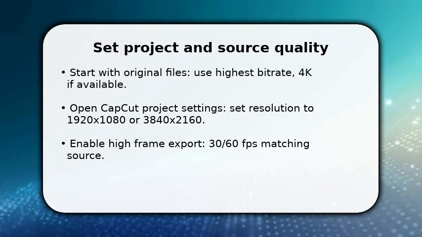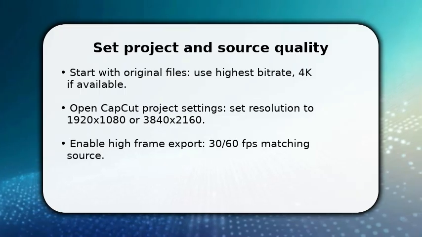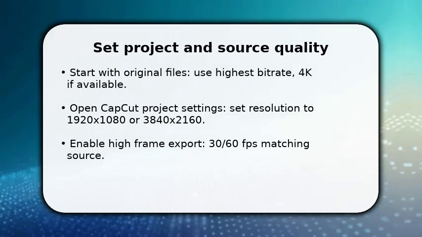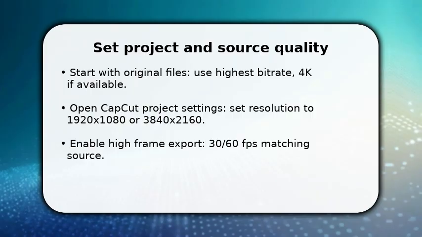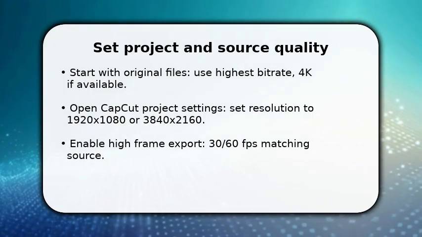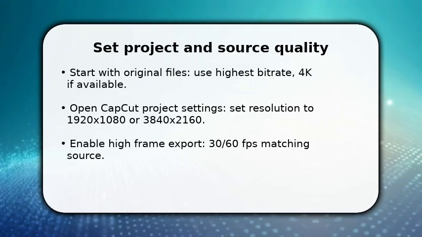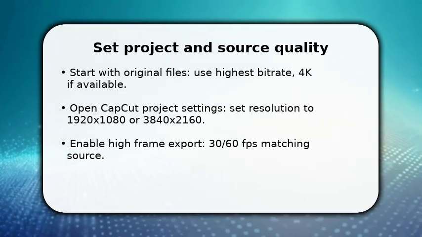You start by confirming your footage quality and Capcut project settings. Import the native high bitrate files because upscaling compressed clips only compounds artifacts. Once imported, go straight to project settings and choose Full HD or 4K resolution and pick the same frame rate as your source. Make sure to preserve color space where available.